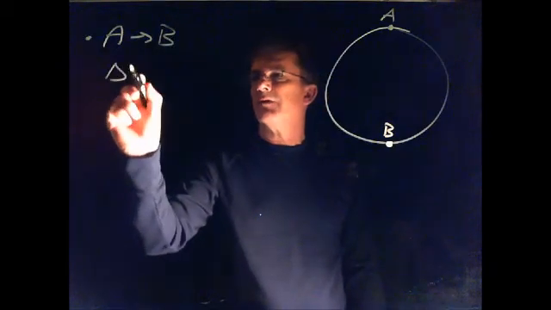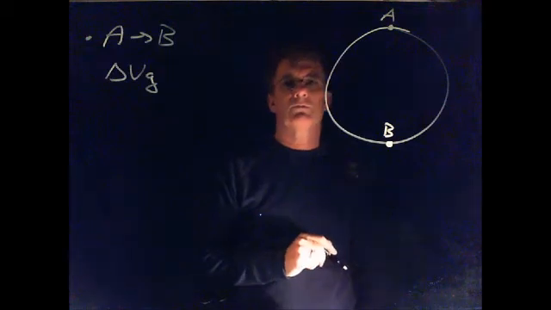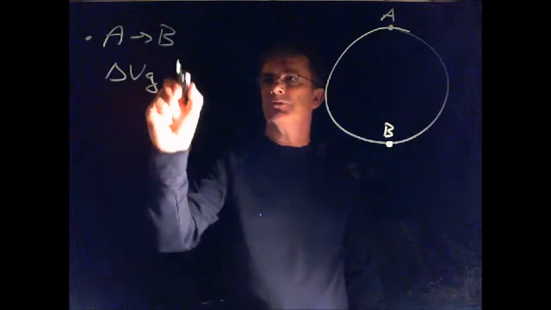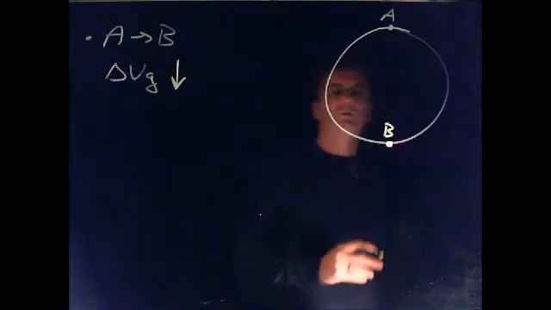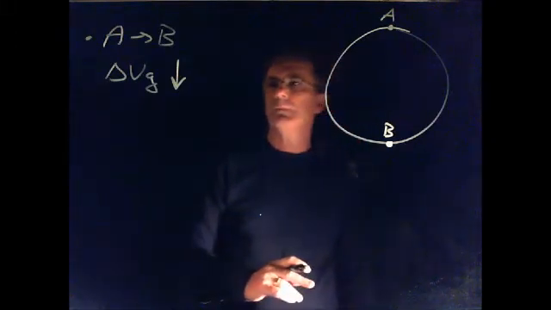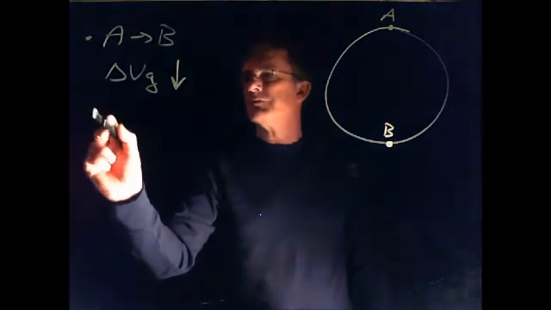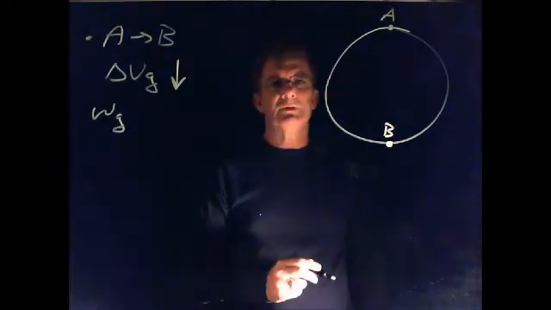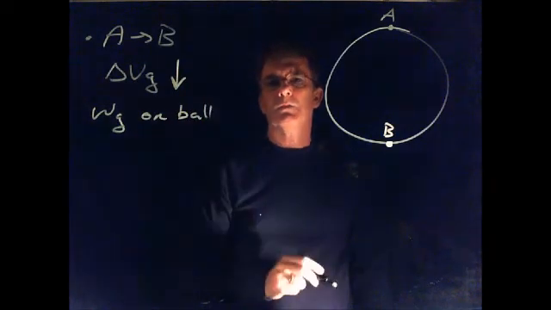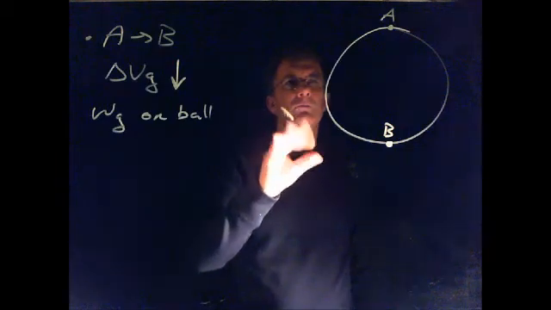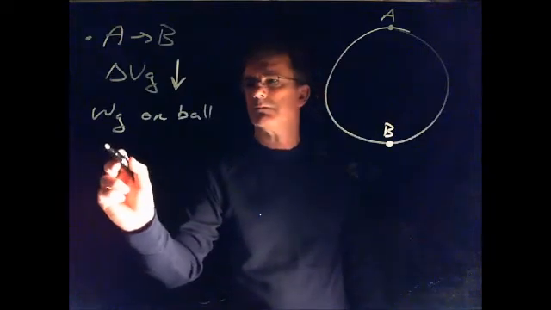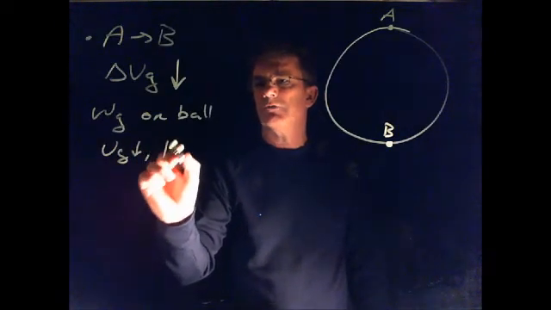And so we have a change in gravitational potential from A to B. This change in gravitational potential is actually going to be a decrease since we're lower to the ground. We may or may not know how high point B is above the ground. Which means there's work being done, and this work is being done by gravity. So work due to gravity is being done on the ball. If gravity is doing work on the ball, but gravitational potential is decreasing, kinetic energy must be increasing.